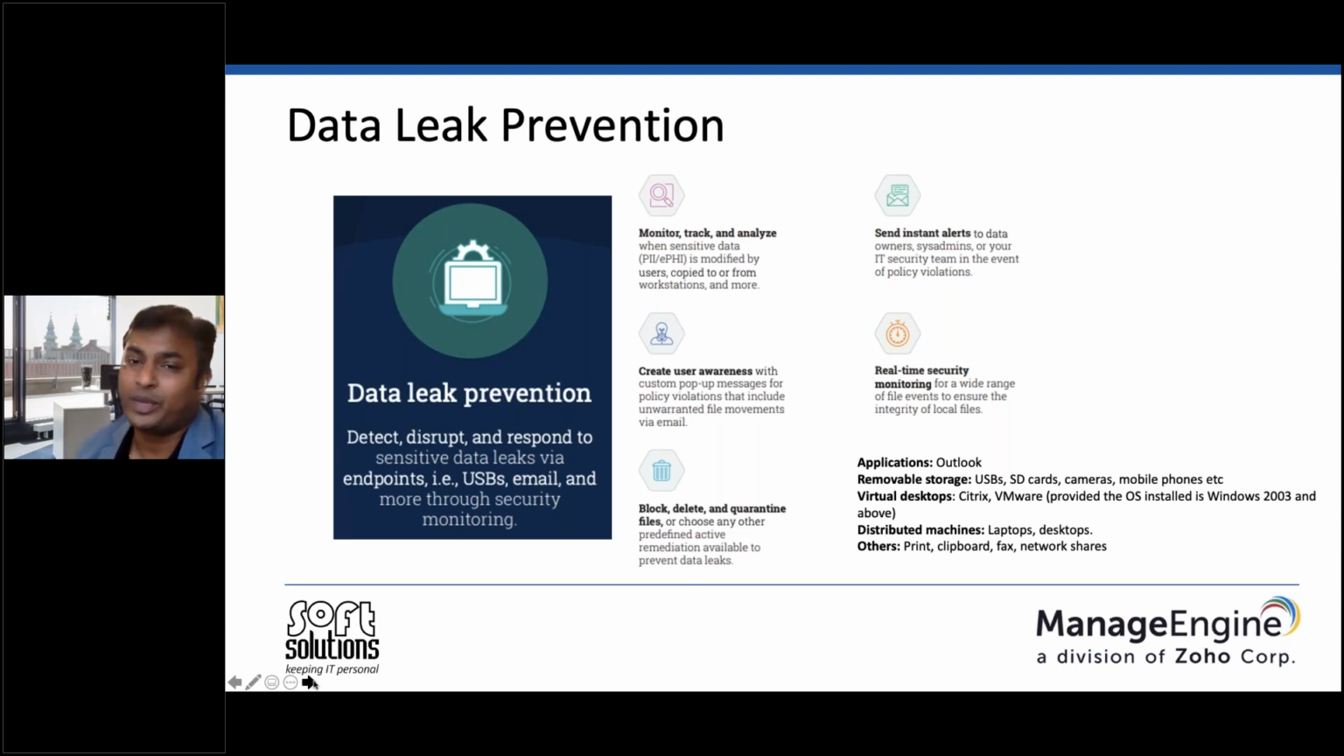And we can block, delete, and quarantine any files based on predefined active remediations that are available with the tool. The applications we support are Outlook, removable storage like USB, SD cards, cameras, mobile phones, etc., and virtual desktops, any of your virtual devices, and laptops, desktops, others, print, clipboard, and network shares. It's quite a common thing that an employee can potentially leak data, so that can be prevented with our solution.